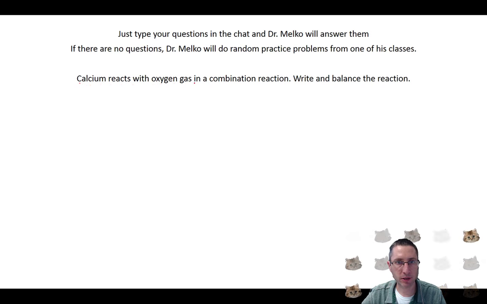All right, so let's do this. Calcium reacts with oxygen gas in a combination reaction. So write out that reaction and then balance it.